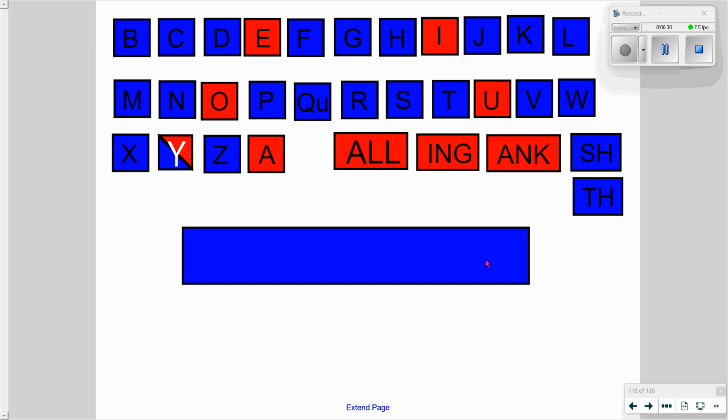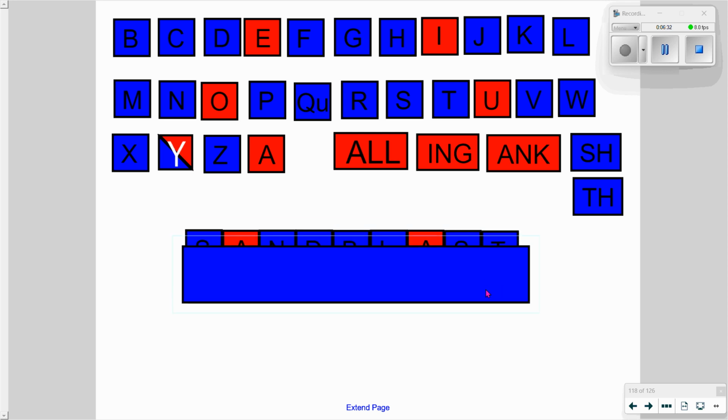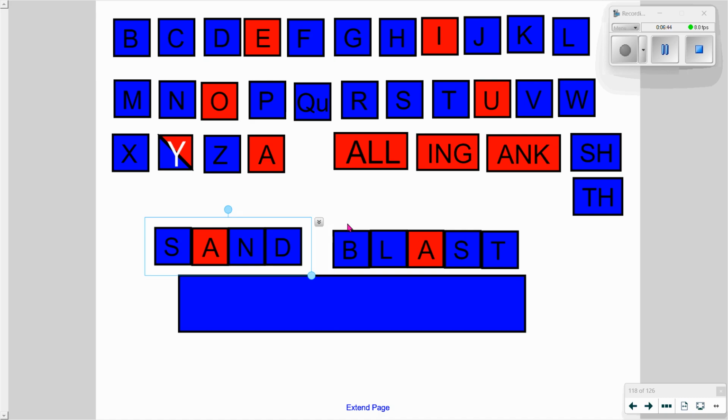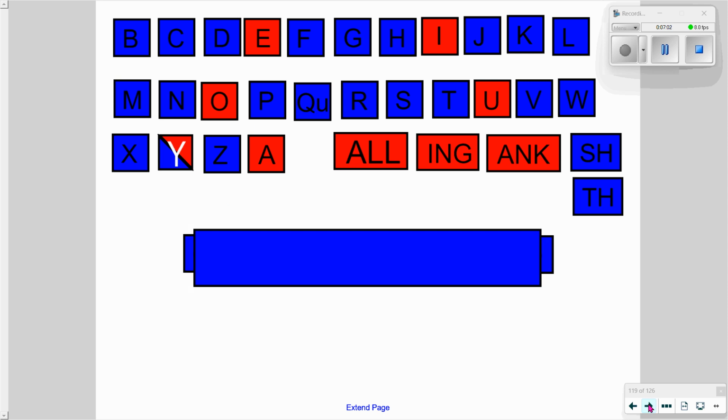All right, I'm going to uncover it. If you're not ready, pause the video. And here's our word. This one is a compound word. So if I were dividing it, I would take sand and blast. Sandblast. Okay, if you did not get it correct, please correct it and then go on to the next word. If you have it correct, we're going to go ahead with word number 2.